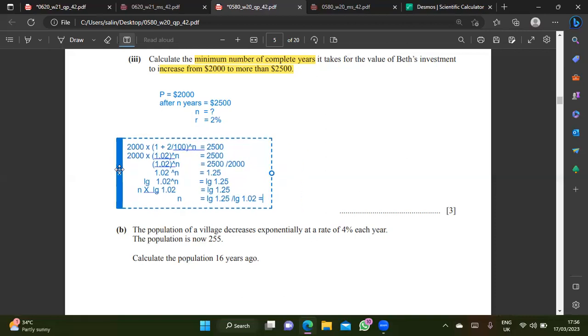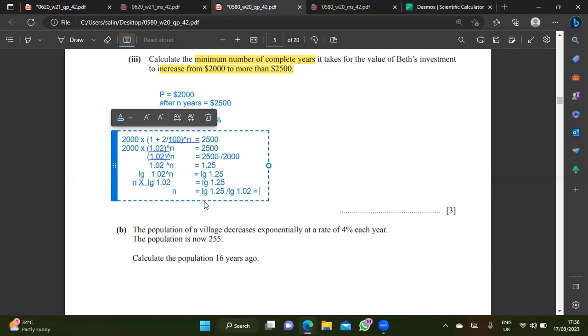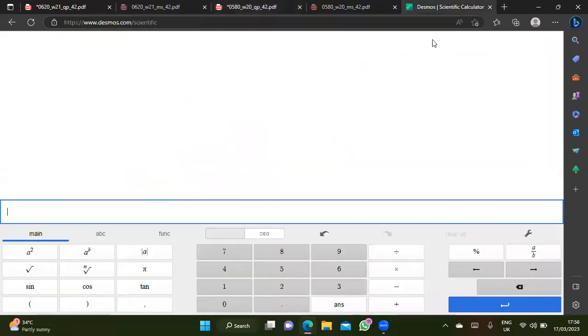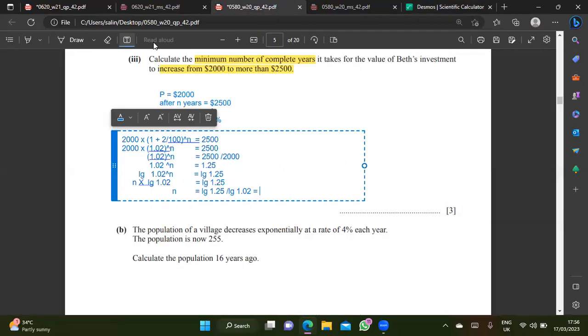Okay, this is one of the ways we can find the answer by using log, although you can easily find it using your calculator. I'm just trying to teach you some knowledge, a bit of revision for your logarithm. So then what happened here? From here, you can just use your scientific calculator. What was the log here? Log 1.25 divided by log 1.02, okay?